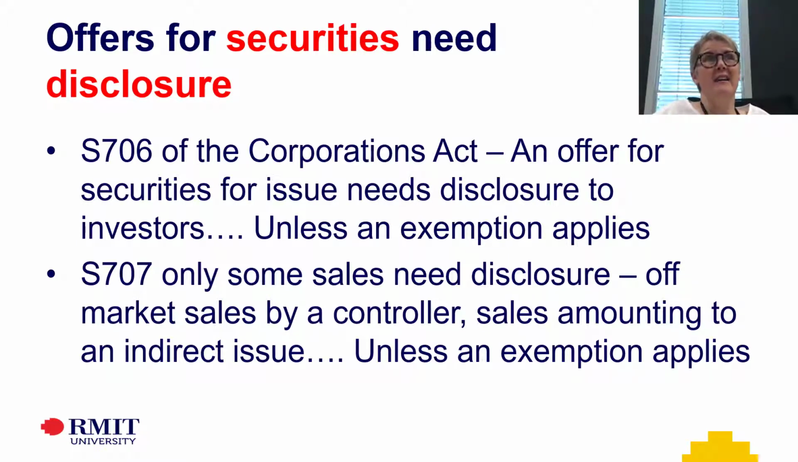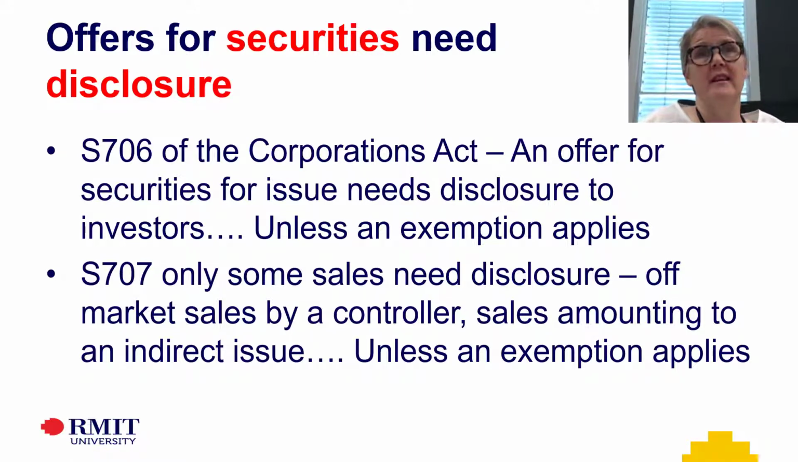Basically, the regime, which is based on this idea of disclosure, essentially says if you're going to offer your securities for investment or to subscribers, then you need to make disclosure to investors unless an exemption applies. And Section 707 is the provision that sets out what kind of sales need disclosure.